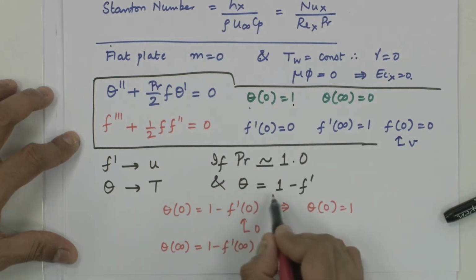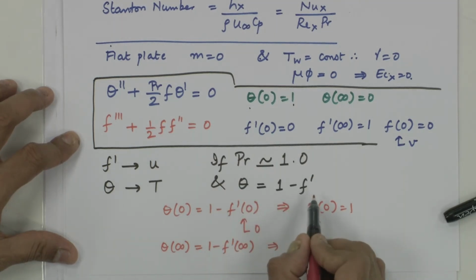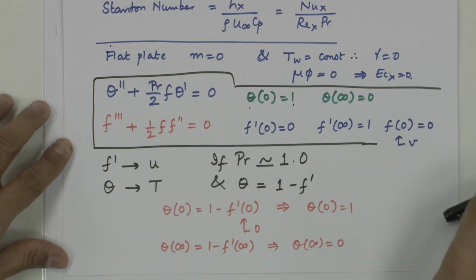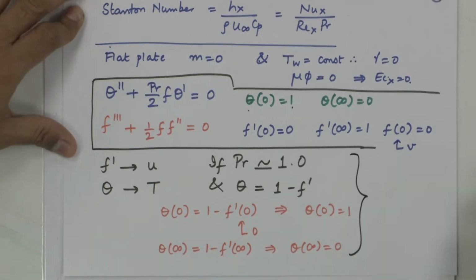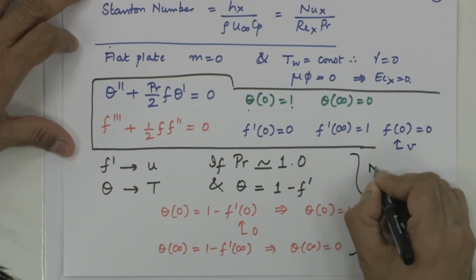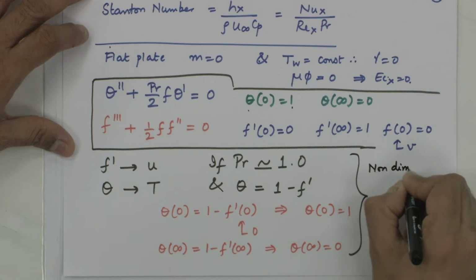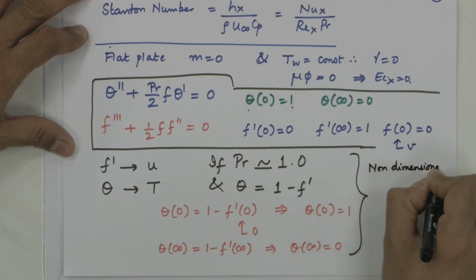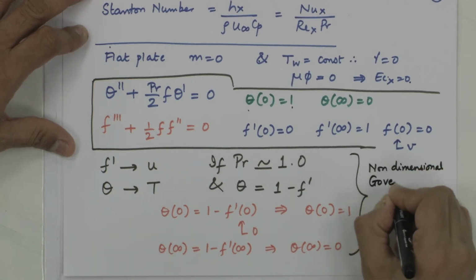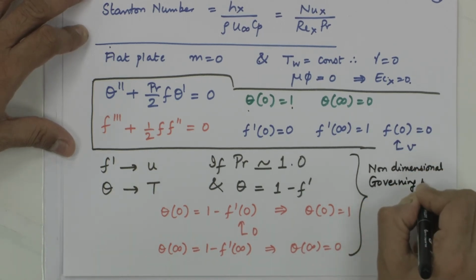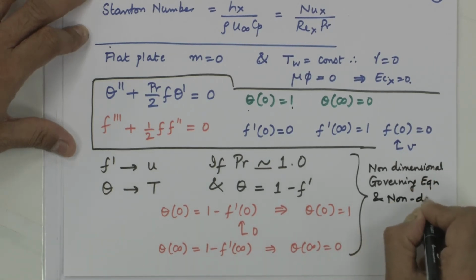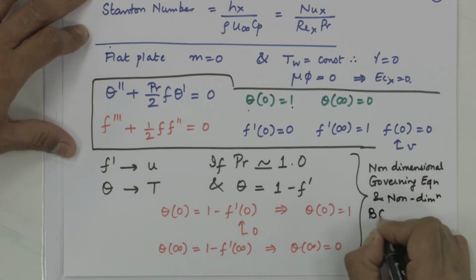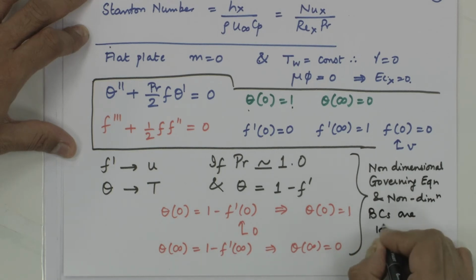So if I define my solution for theta this way, and if the Prandtl number is equal to 1, then the non-dimensional governing equation and the non-dimensional boundary conditions are identical. Please note this very carefully: the non-dimensional form.